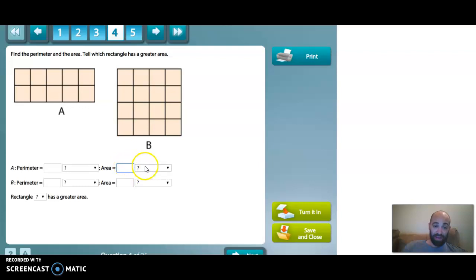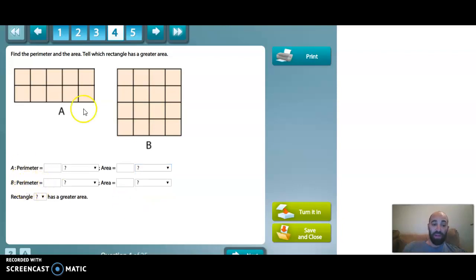Type it in that box here. And what is the area for A? So all of A goes in this top line right here. Find the perimeter, find the area. And remember, it's area square. Area, is it square units or units?